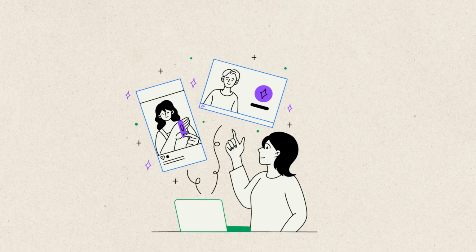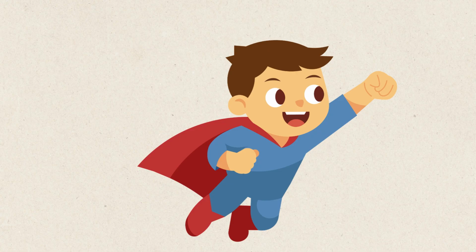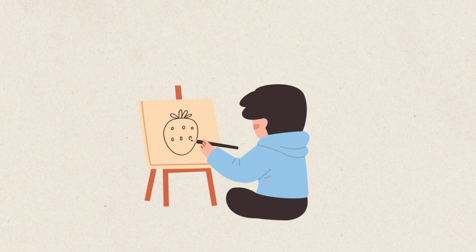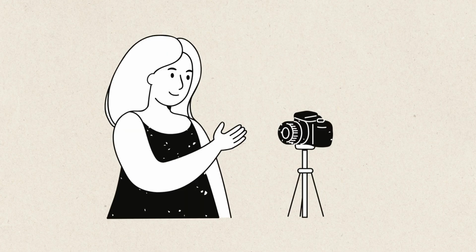So think of AI as your creative assistant instead of your replacement. Just like a superhero has a helpful sidekick, every content creator can have AI as a partner. It helps you think, write, draw, speak, edit, and publish faster, while you bring the creativity, passion, and originality that no machine can copy.